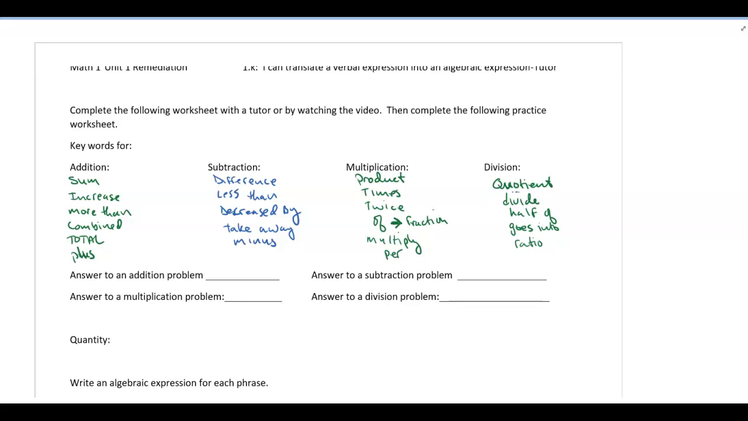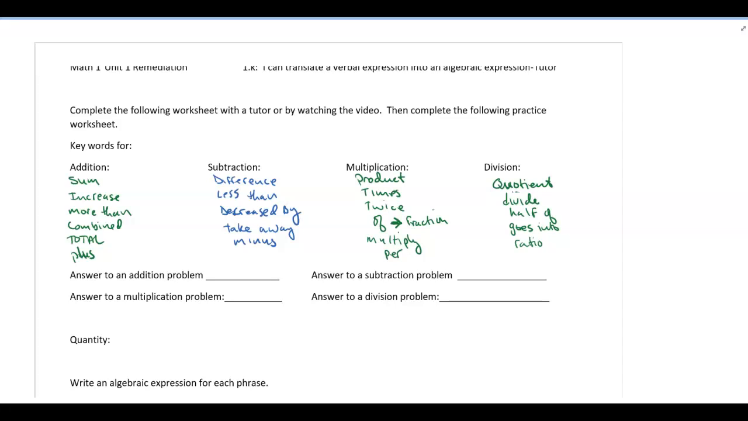Hello, Math 1 students. This video is on standard 1.k, which is translating verbal expressions into algebraic expressions. Students tend to underestimate the value of vocabulary in mathematics. One of the reasons students struggle with word problems is because they don't understand the words and what operations they refer to. So today we're going to look at translating these verbal expressions into algebraic expressions.